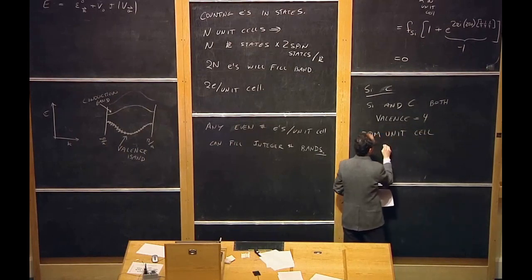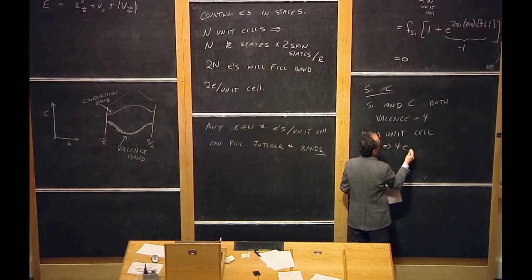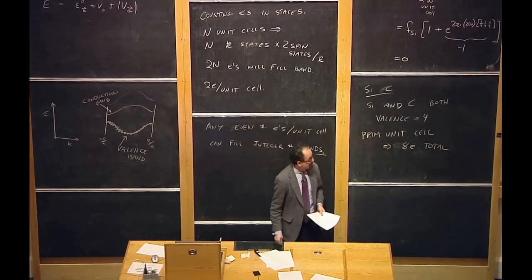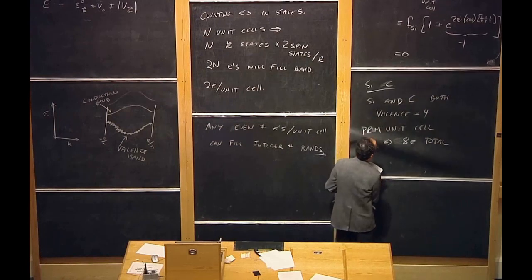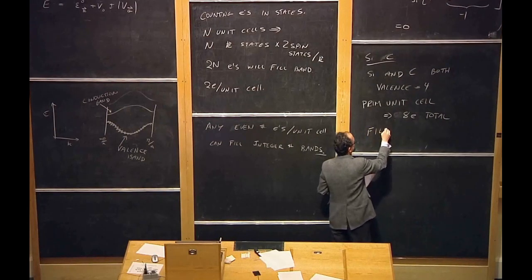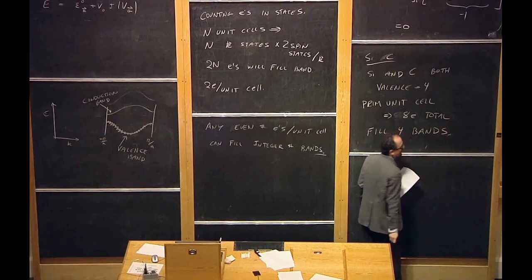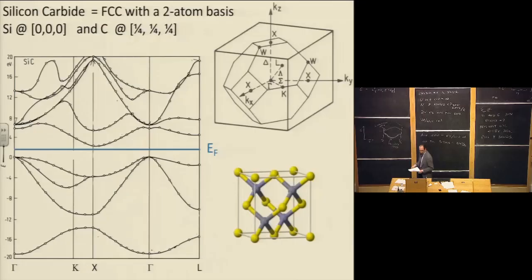So the primitive unit cell in this picture has 8 electrons total: 1 silicon atom, 1 carbon atom, each carrying 4 electrons. So we should fill 4 bands. I think I asked the same question about diamond about a week ago or more. And in fact, if you count the number of bands here which are below the Fermi energy, there are 4 of them: 1, 2, 3, 4, and they're all filled.